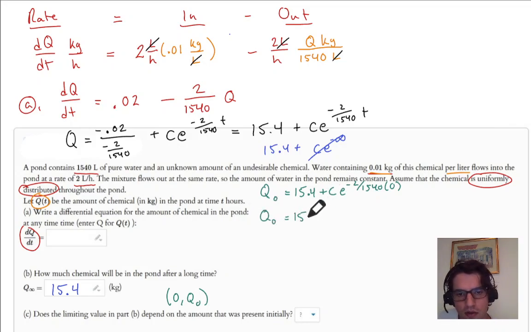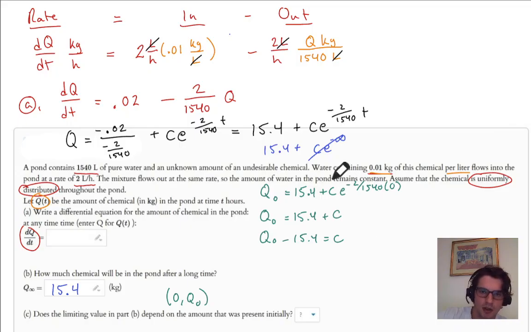Okay, so this is going to allow us to find out what our C value is. We have 15.4. E to the 0 is just 1, so this is C, so Q naught minus 15.4 equals C. So if we change our initial amount, our initial Q naught, if it's 0 or a very large number, it will change our C value in this equation. But because as t goes to infinity, the term that has C in it goes away, it won't matter. It doesn't matter what C is. The answer that we'll get as t goes to infinity is always going to be 15.4.